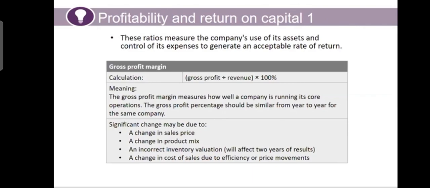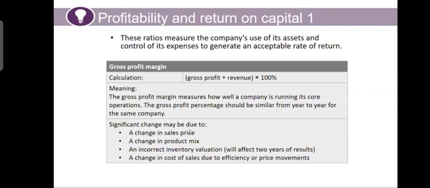And if 60% is cost of sales, you should understand that cost of sales mostly consists of variable cost. Cost of sales moves up and down in relation to your revenue. As revenue goes up, cost of sales goes up. Revenue goes down, cost of sales goes down. So the major component of cost of sales is variable cost. The gross profit margin measures how well a company is running its core operations. The gross profit percentage should be similar from year to year for the same company.